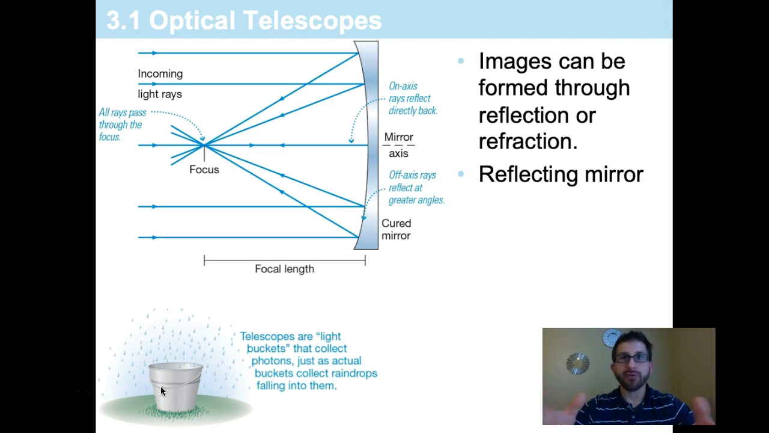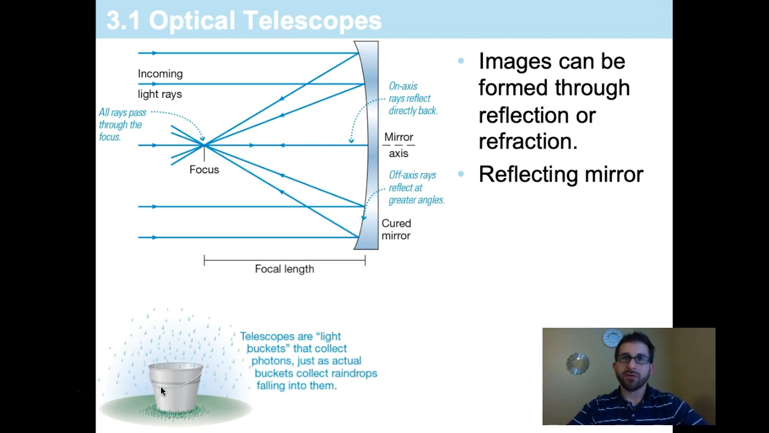Well, of course, yes, the swimming pool would collect the most water. So just like a bucket collects rainwater, telescopes collect light. The bigger the telescope, the more light it's able to collect. That's its main function, so in our discussions today, I want you to keep that in mind. There are two main types of telescope: reflecting telescopes and refracting telescopes.